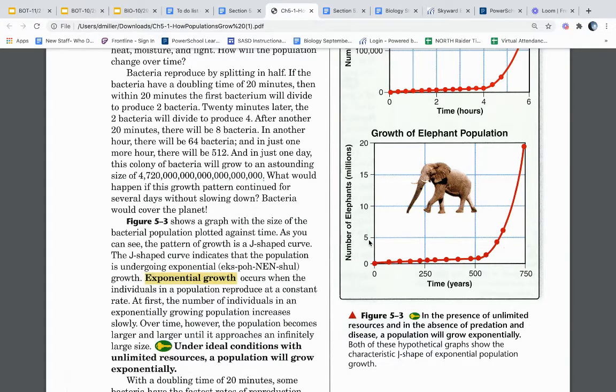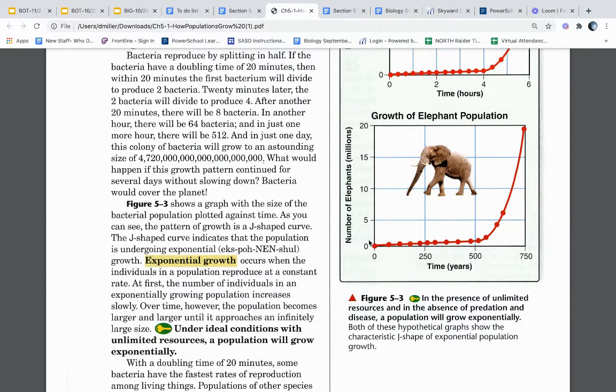Figure 5.3 shows a graph with the size of the bacterial population plotted against time. As you can see, the pattern of growth is a J-shaped curve. The J-shaped curve indicates that the population is undergoing exponential growth. Exponential growth occurs when the individuals in a population reproduce at a constant rate.